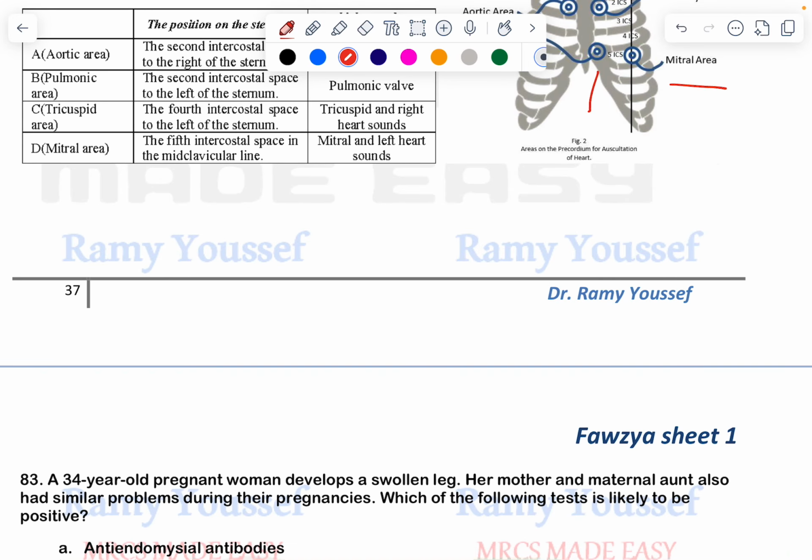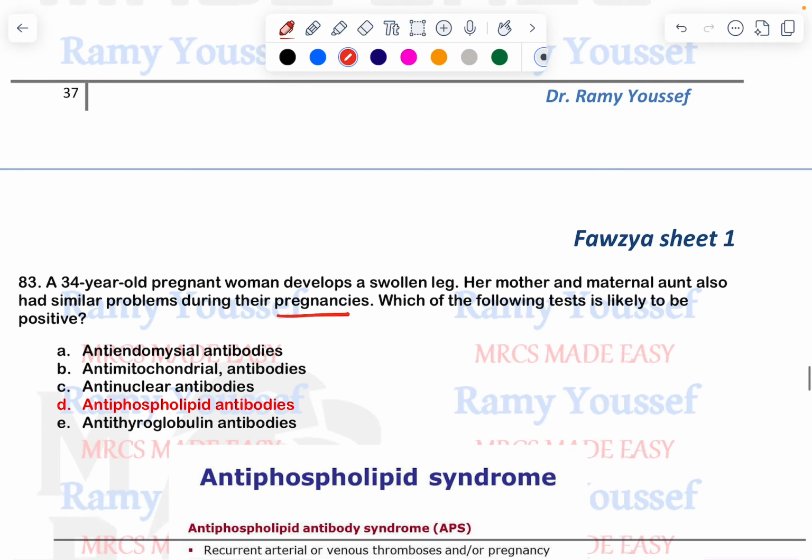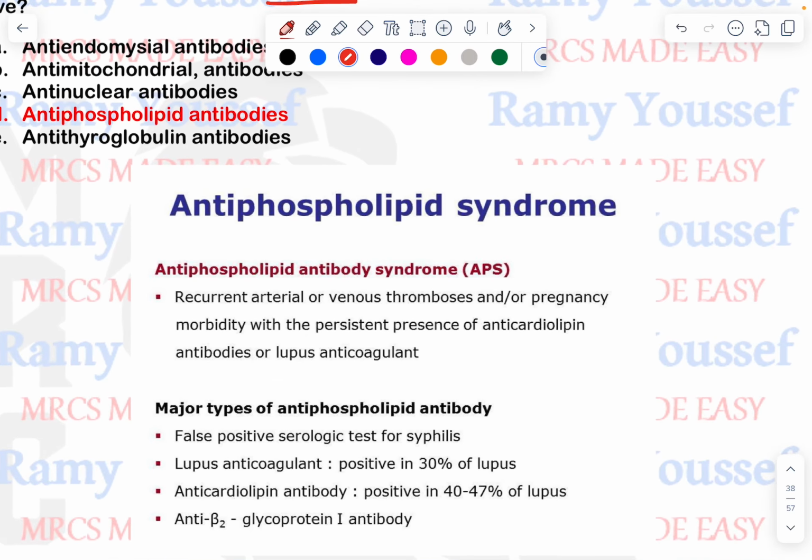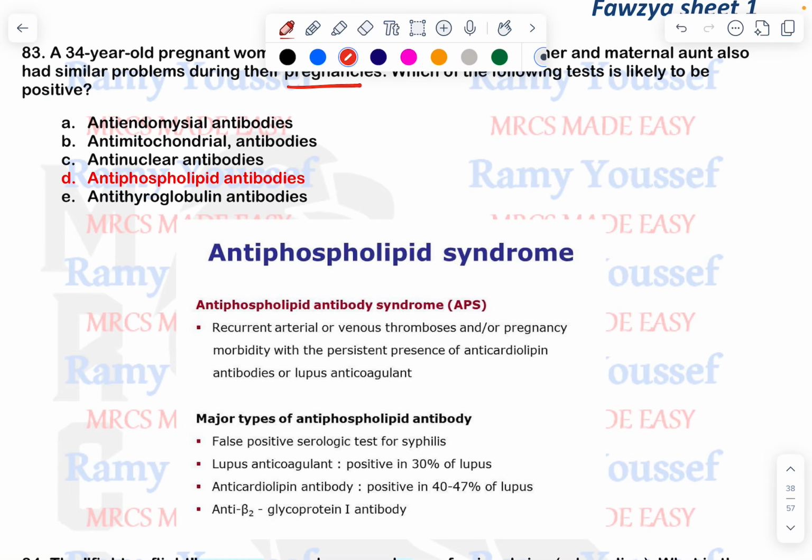A 34-year-old pregnant patient presents with swelling. Her mother also had similar problems in pregnancy. This is antiphospholipid syndrome. What is antiphospholipid syndrome? Recurrent arterial and venous thrombosis and pregnancy morbidity with persistent anticardiolipin antibodies or lupus anticoagulant. Major types of antiphospholipid antibodies: false positive serologic test for syphilis, lupus anticoagulant positive in 30%, and anticardiolipin antibody.